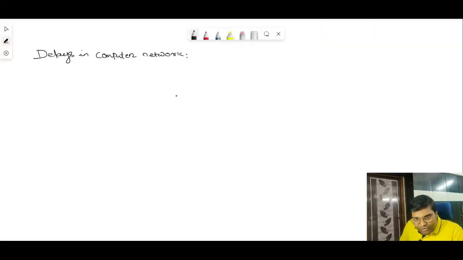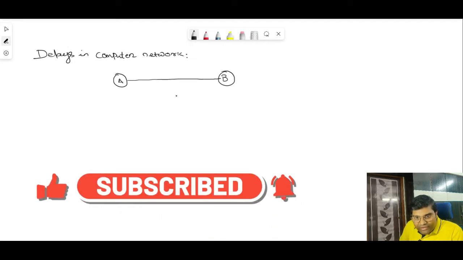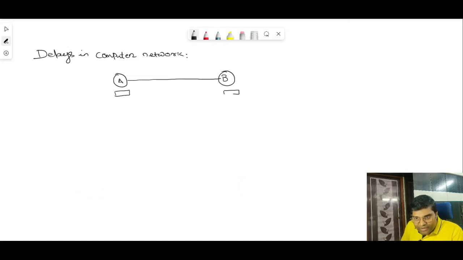Today we are going to learn about various delays in computer network. So consider two hosts, host A and host B. They are connected with a transmission media and we want to send some data packet from host A to host B. So, what do we mean by a delay? Delay is, in computer networking, the time taken to send the data from sender to receiver, that is called delay.